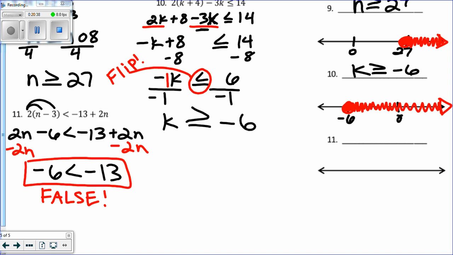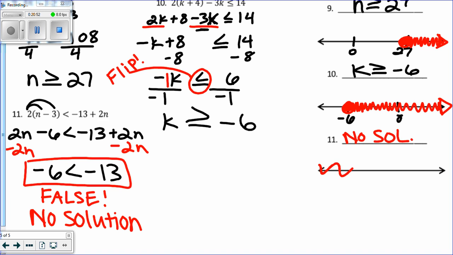When we have something that's a false statement, we say that it is no solution. So over here, we write no solution. And we don't have to graph anything because we can't. There's no way to graph a no solution because no numbers will work to make this true. So that was the first page of the study guide, front and back. Hopefully this helps out a little bit.